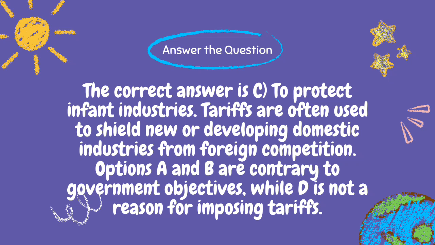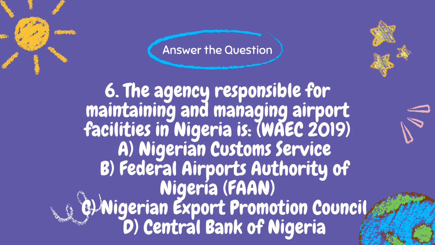Let me explain. Tariffs are often used to shield new or developing domestic industries from foreign competition, while option A and option B are contrary to government objectives, while option D is not a reason for imposing tariffs at all. Number 6. The agency responsible for maintaining and managing airport facilities in Nigeria is dash. This one is coming from the year 2019.